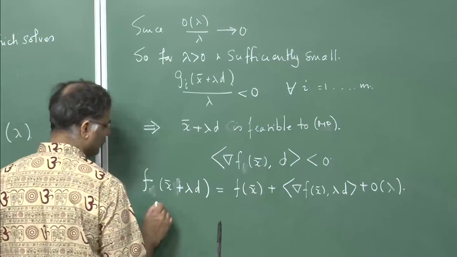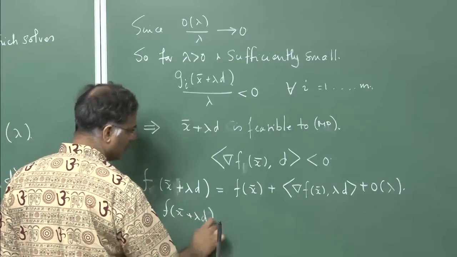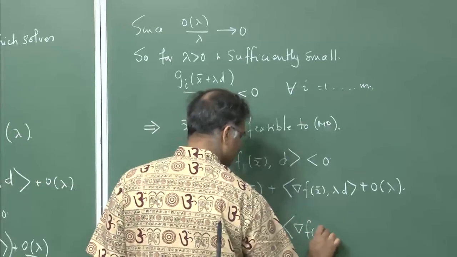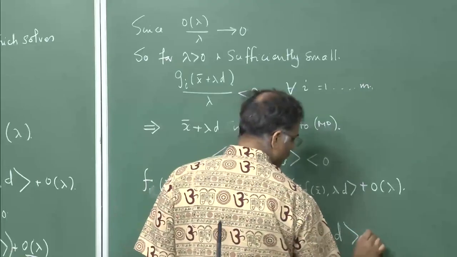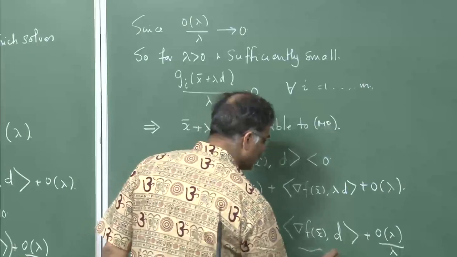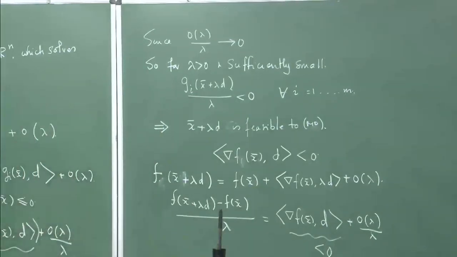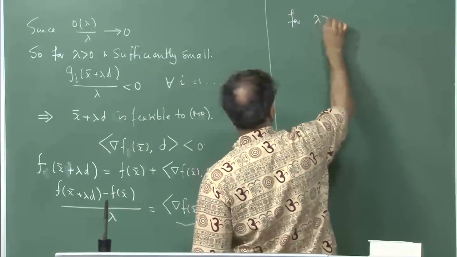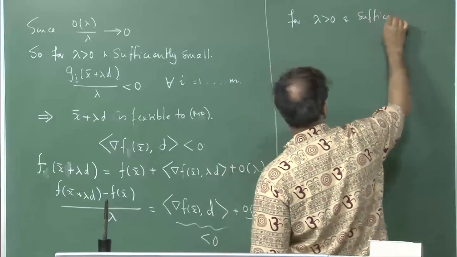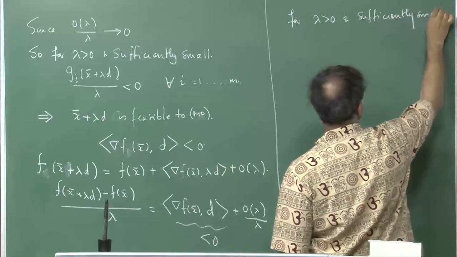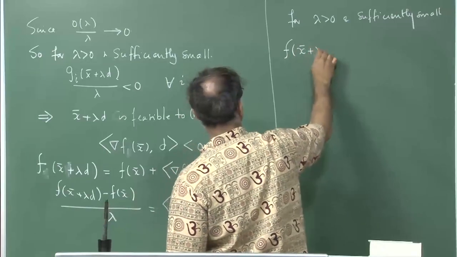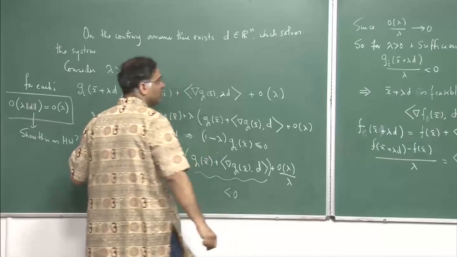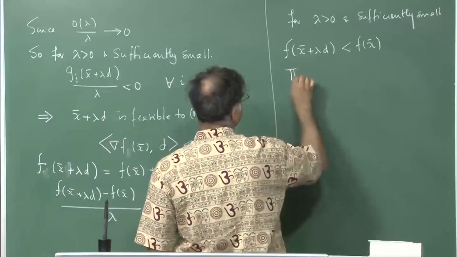So, this means now that f of x bar plus lambda d minus f of x bar, divided by lambda, is equal to grad f of x bar d plus o of lambda by lambda. Now, this is strictly less than 0. Again, by a similar sort of argument as before, we can conclude for lambda greater than 0 and sufficiently small, f of x bar plus lambda d is strictly less than f of x bar. Now, for lambda sufficiently small, x bar plus lambda d is feasible to the original problem. So, this contradicts that x bar is a local minimum.